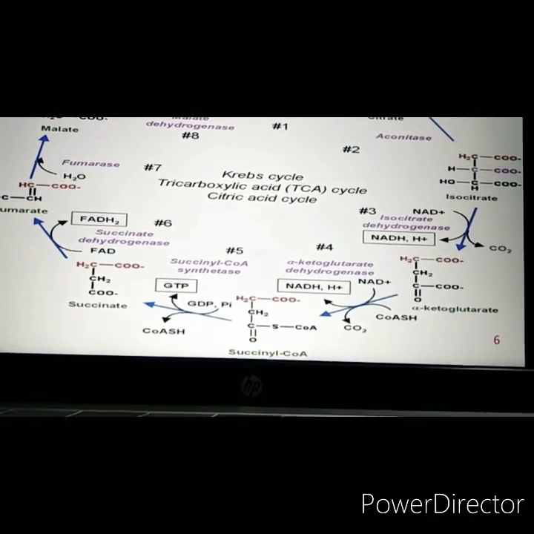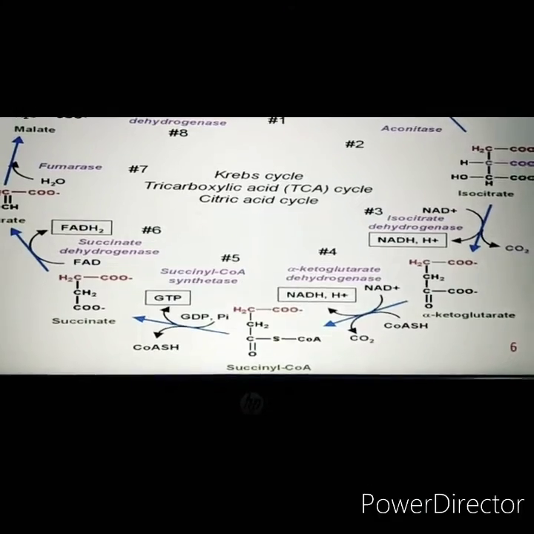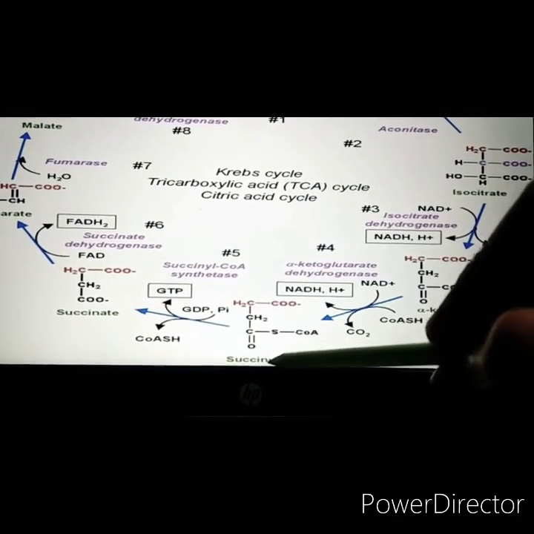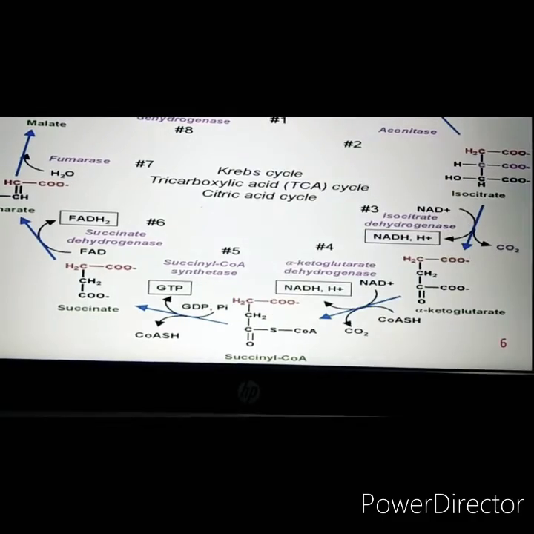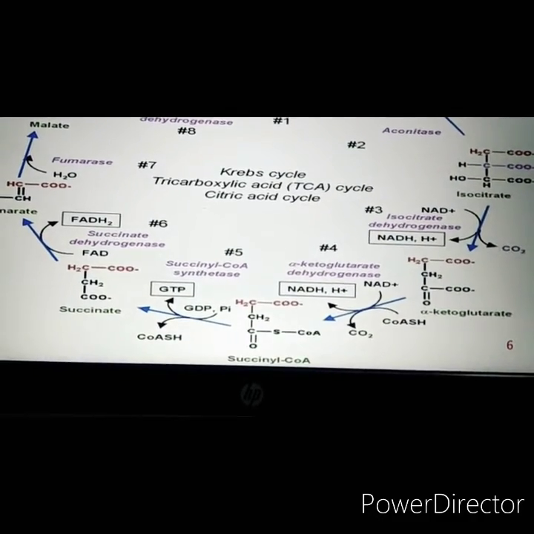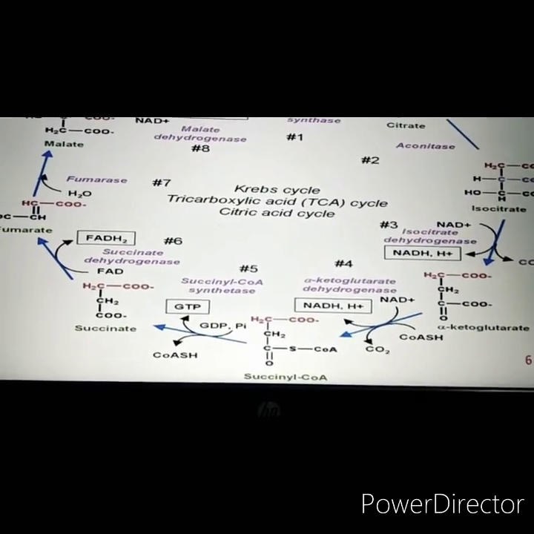There is no need of electron transport chain to be undergone for synthesis of ATP. Similarly, here also, while conversion of succinyl-CoA to succinate, there is a synthesis of GTP, that is nothing but ATP. Hence, this process is known as substrate level phosphorylation.